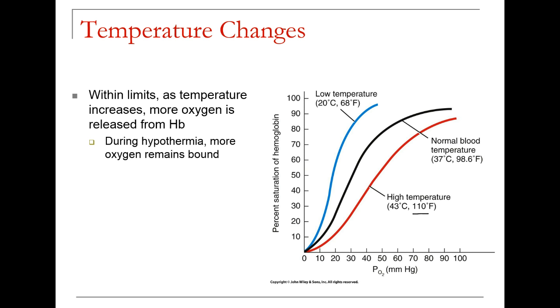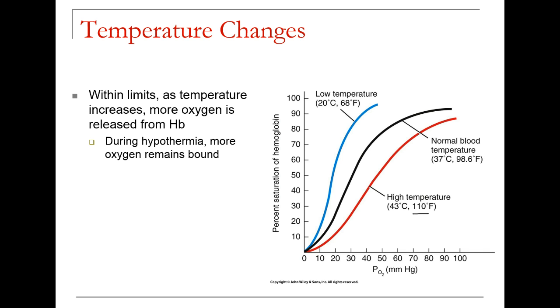This is the temperature that you might expect to see in an actively working skeletal muscle cell. It's going to be very different than the temperature of the blood by the time it makes its way to your brain. So we could see temperatures in very metabolically active skeletal muscle locally getting up towards 43 degrees Celsius or 110 degrees Fahrenheit. All right, so what happens when we get that?